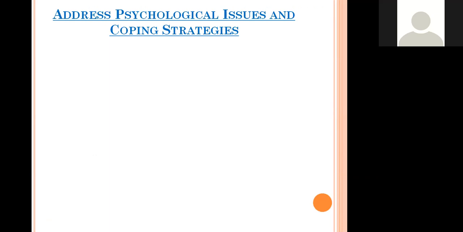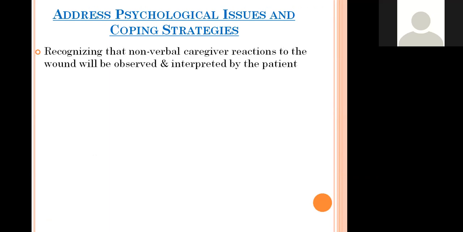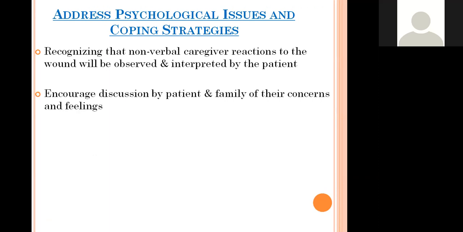So address the psychological issues and coping strategies, like recognizing that non-verbal caregiver reactions to the wound will be observed and interpreted by the patient. We also need to encourage discussion by patient and family of their concerns and feelings, because most of the time patient and the family members create this wall. We can also call it the wall of love, where they do not want to discuss the wound or the terminal illness, fearing that it may cause more harm to the patient, and even the patient avoiding the topic due to fear that he might be a burden to his family members. So we need to encourage open and honest communication.